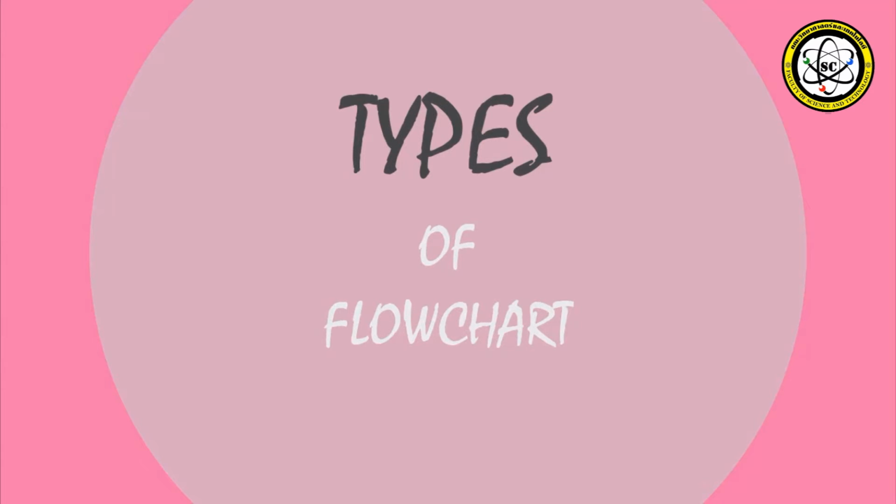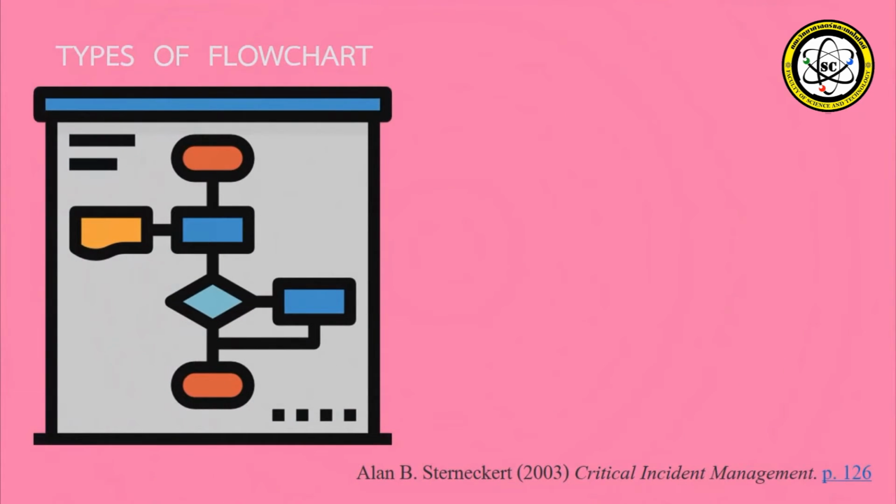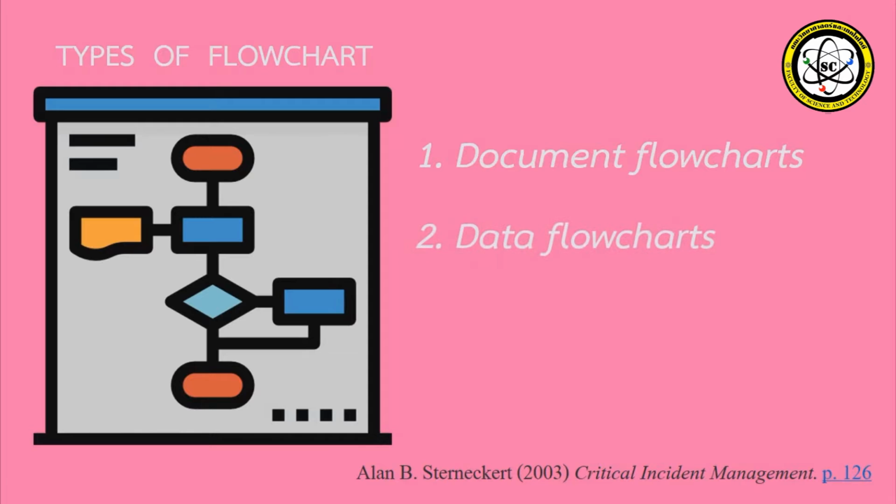Types of flowchart. Tenneckert suggested that flowcharts can be modeled from the perspective of different user groups and clerks, and that there are 4 general types. 1. Document flowcharts. Document flowcharts have the purpose of showing controls over a document flow through a system.